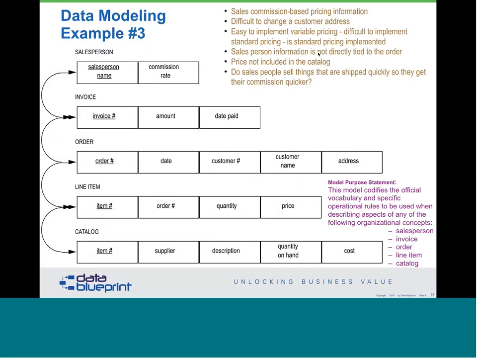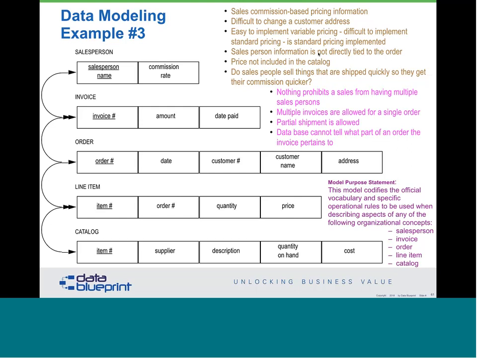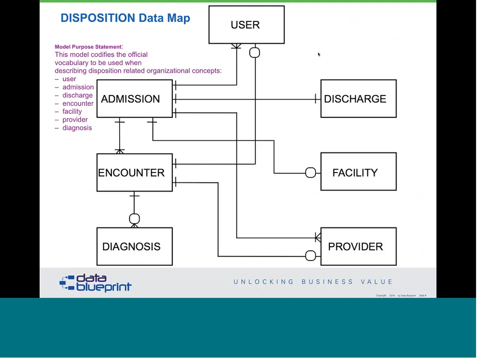And we might ask a question here, do salespeople sell things that are shipped quickly so they get their commissions quicker? There's nothing that prohibits a sale from having multiple salespeople attached to it. Multiple invoices are allowed for a single order on this, and partial shipment is allowed. These are all things we can tell from the database. So both forward and reverse engineering are going to be very, very useful here. One more model here.